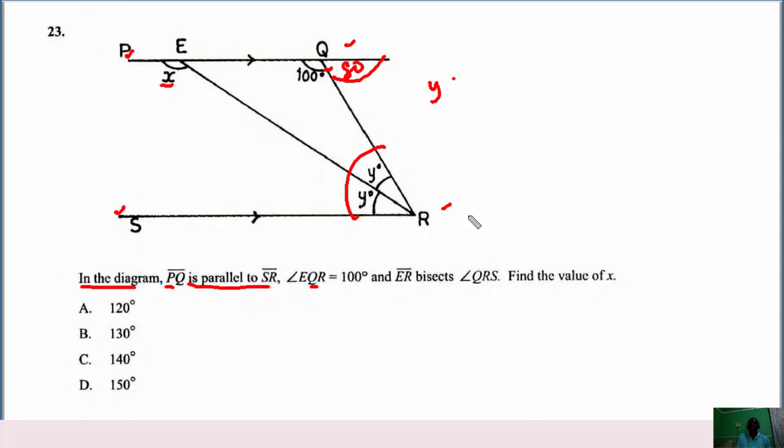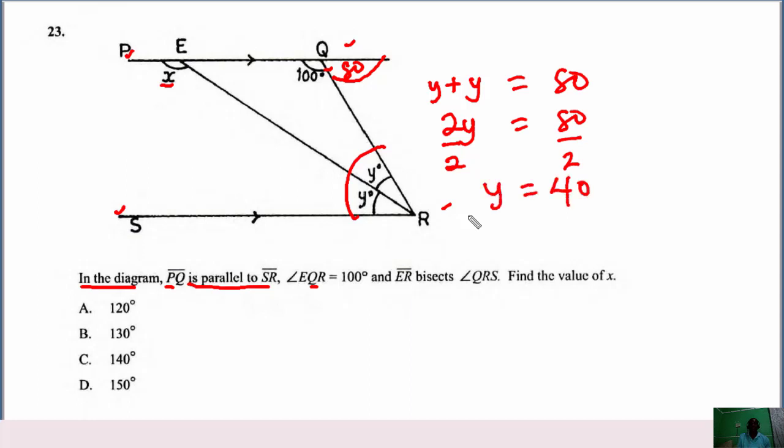So y plus y is equal to 80. So 2y is equal to 80. When the value is divided by 2, we are going to get y is equal to 40. But we are not looking for y, we are looking for x. If here is 40, what will be this side? Because when you add this, it will give 140. 140 plus what number will give 180? It will be 40.